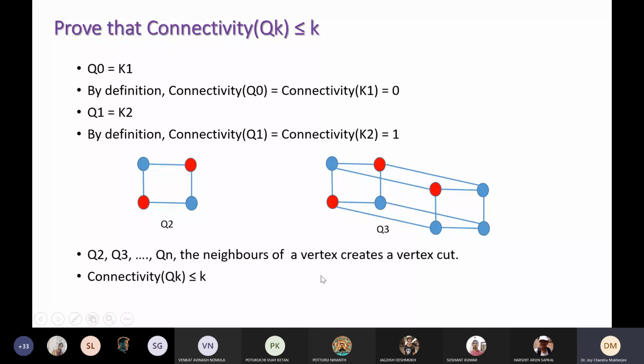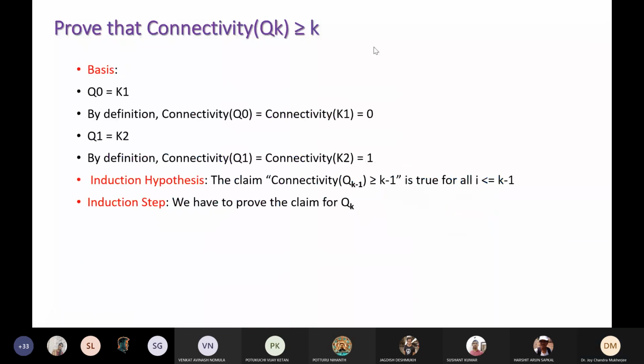The other part is that you have to prove that the connectivity of Qk is greater than or equal to k. So our task is to prove that. We know that Q0 is not equal to K1, so by definition its connectivity is 0. Q0's connectivity is 0 and Q1's connectivity is 1, and that comes from the definition of connectivity. So for Q0 and Q1 it is trivially proved.